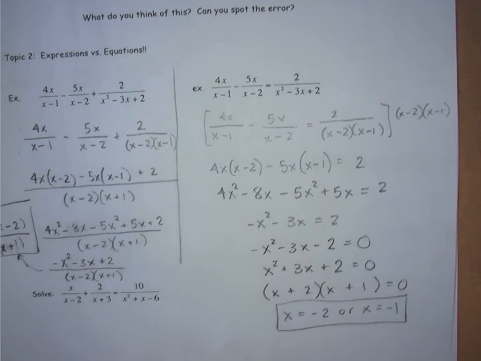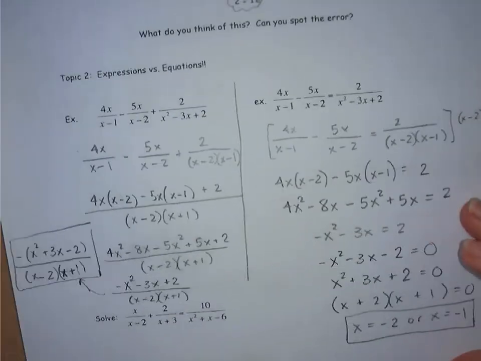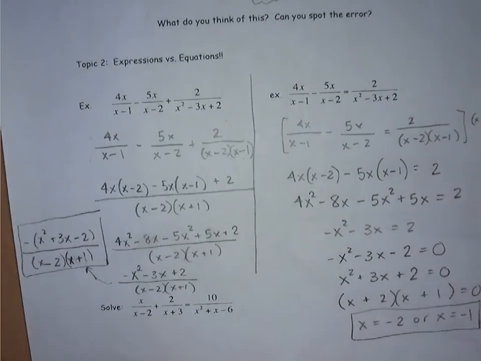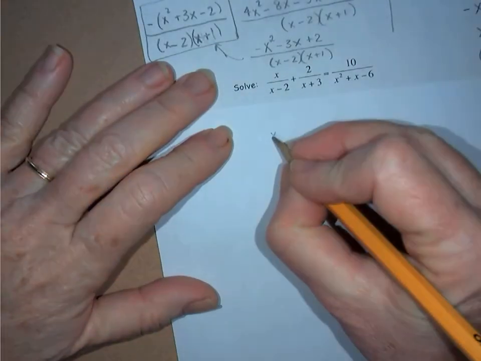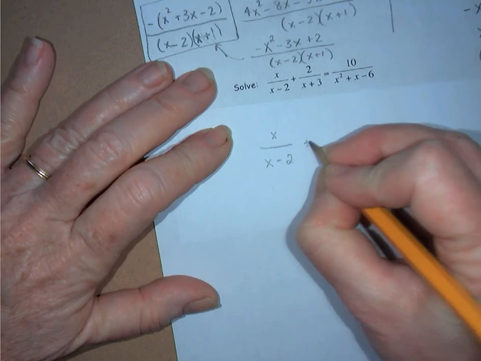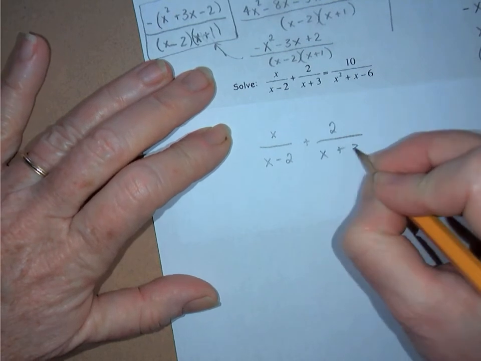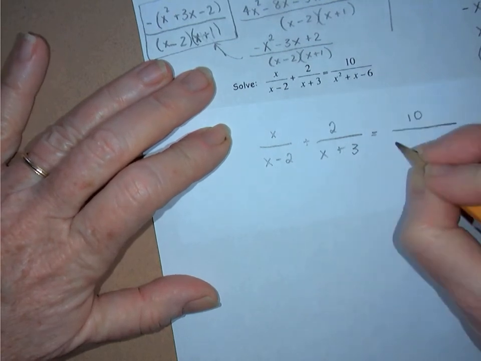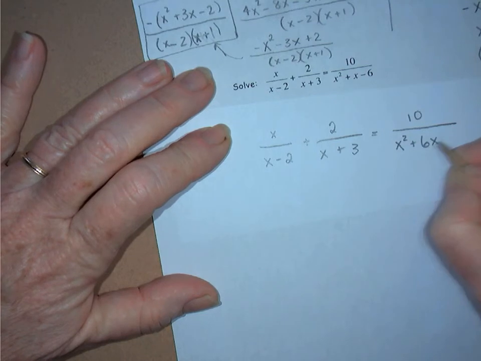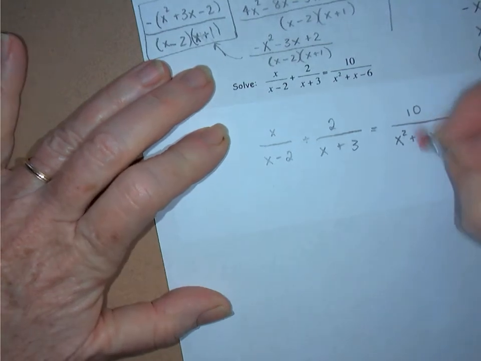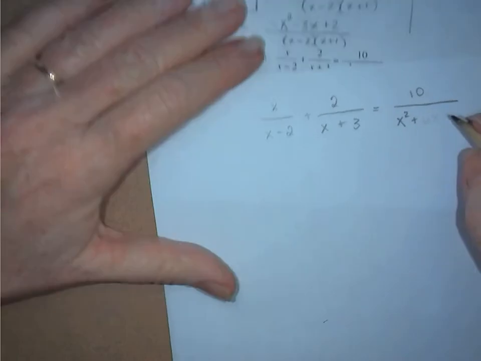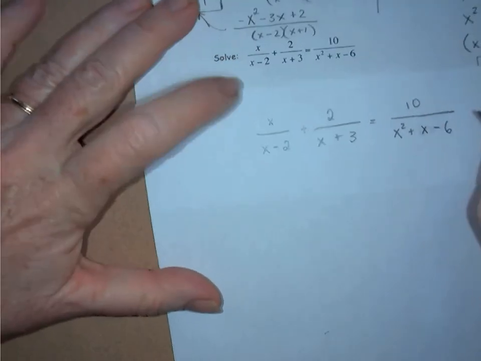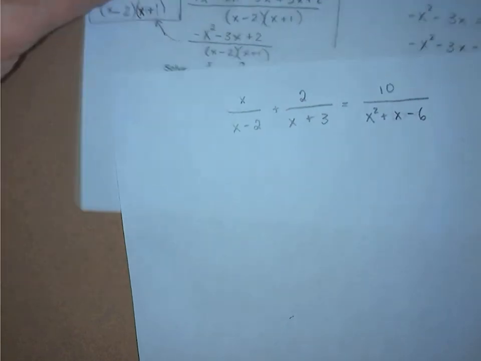Okay, now I'm going to look at this next one, and I'm going to write it on the back of another piece of paper. So you might want to do the same thing. We need a lot of room for this. So for this next equation, we have x over x minus 2 plus 2 over x plus 3 is equal to 10 over x squared plus x minus 6.